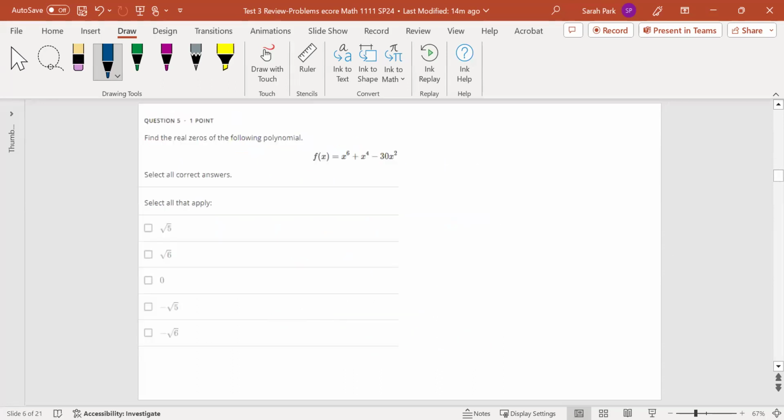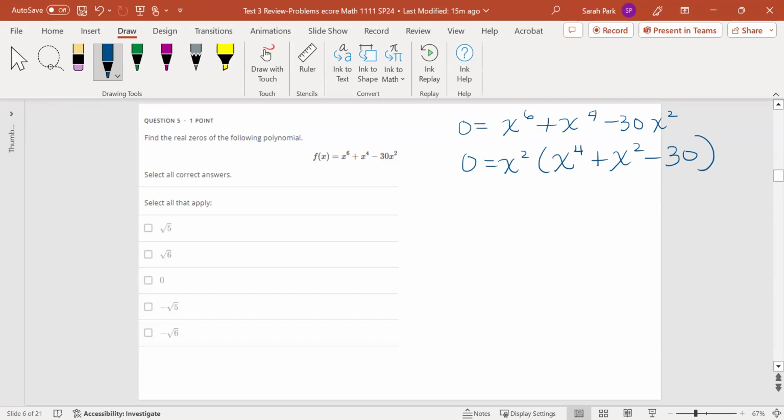Number 5 wants us to find the real zeros of this polynomial function. F of x equals x to the 6th plus x to the 4th minus 30x squared. First, I'm seeing that they all have a common factor of x squared. Actually, we first set the whole equation equal to 0. And then we're going to factor out an x squared, which leaves us with x to the fourth plus x squared minus 30.